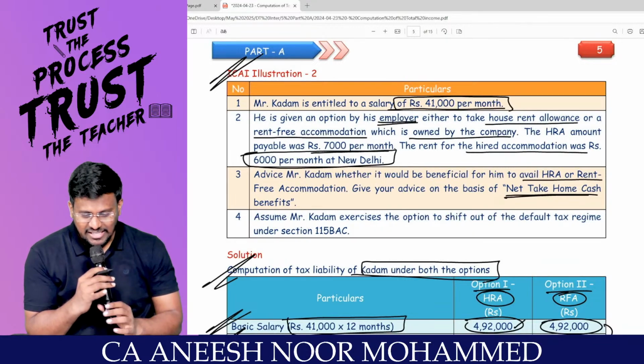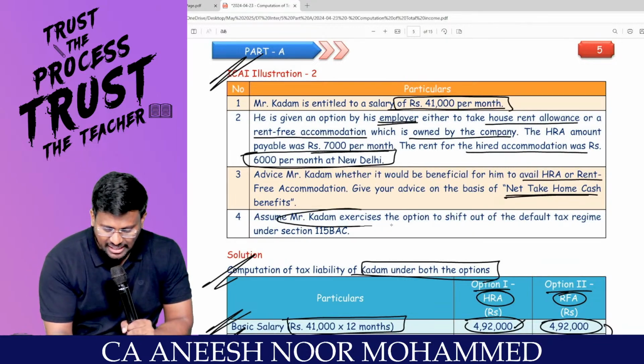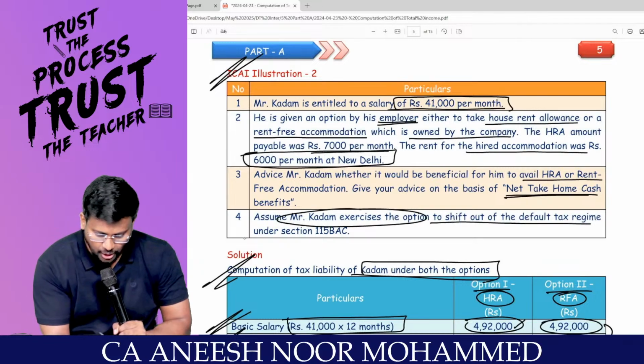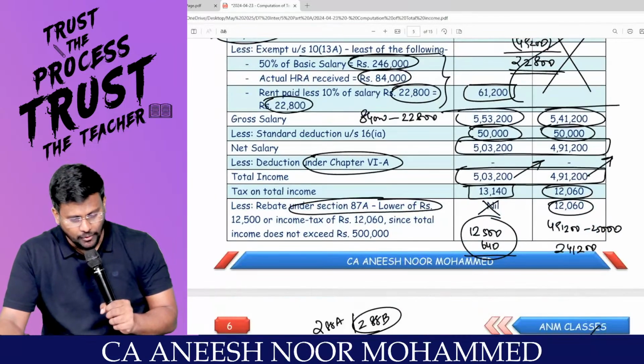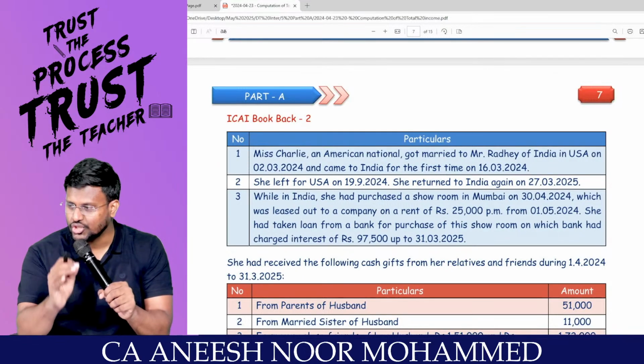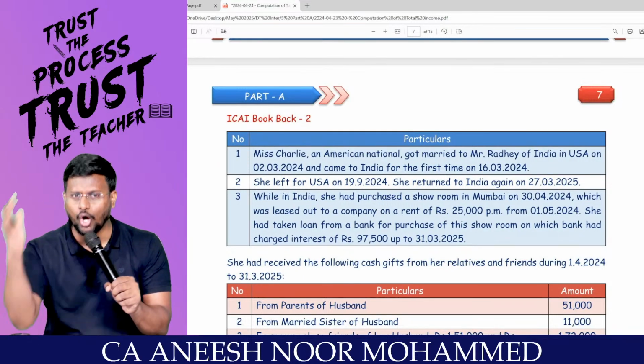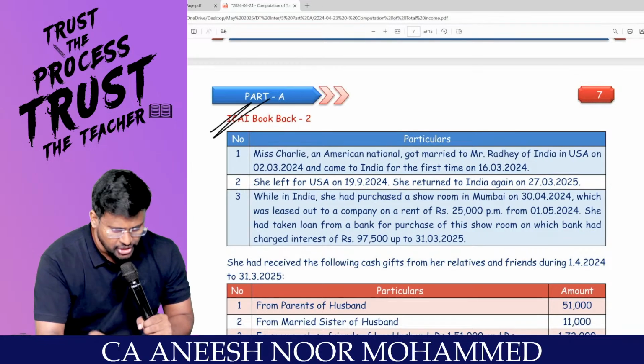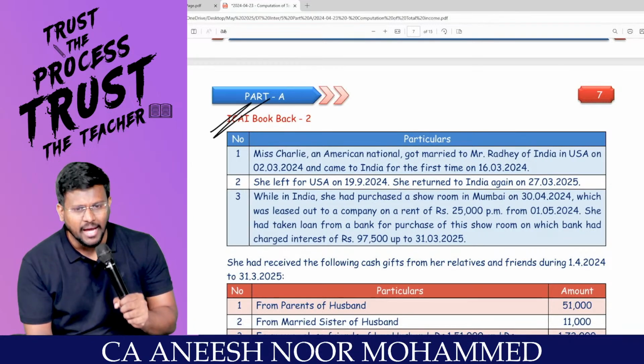Yes, sir. That's the relevance of that. Assume Mr. Danda Kadam exercises the option of shifting out of the default tax regime under 115BAC. I believe that you are able to appreciate or understand that question. Fantastic, wonderful. With your permission, can I move into the third question?